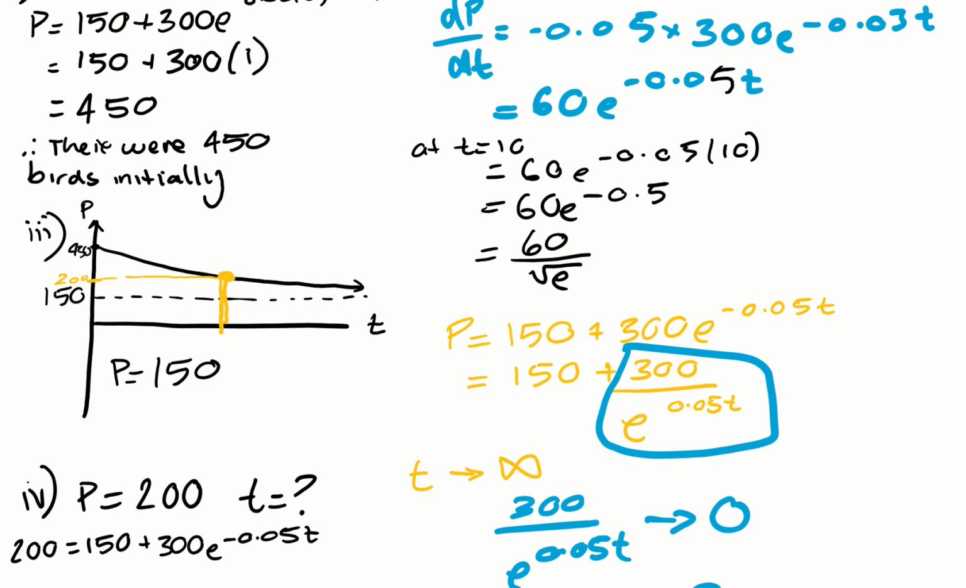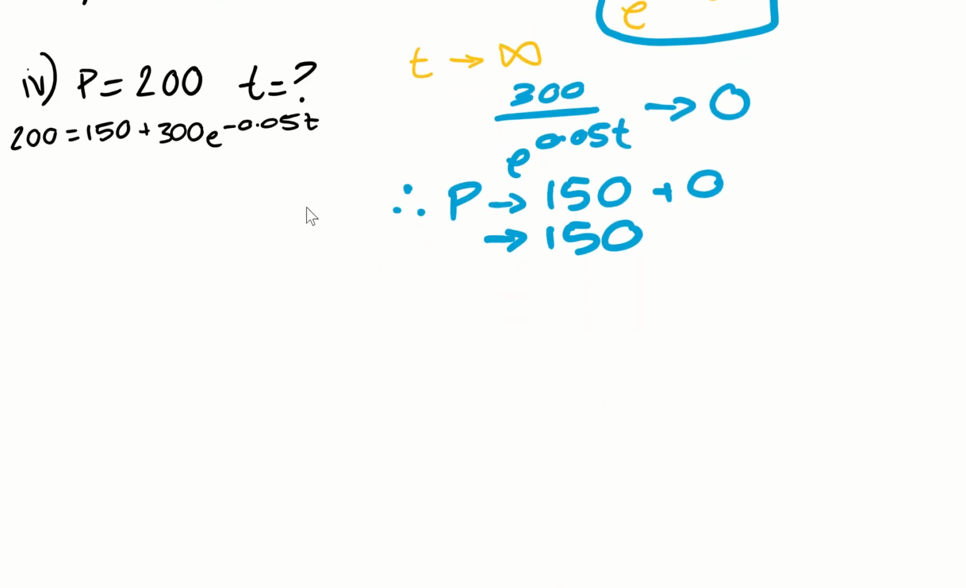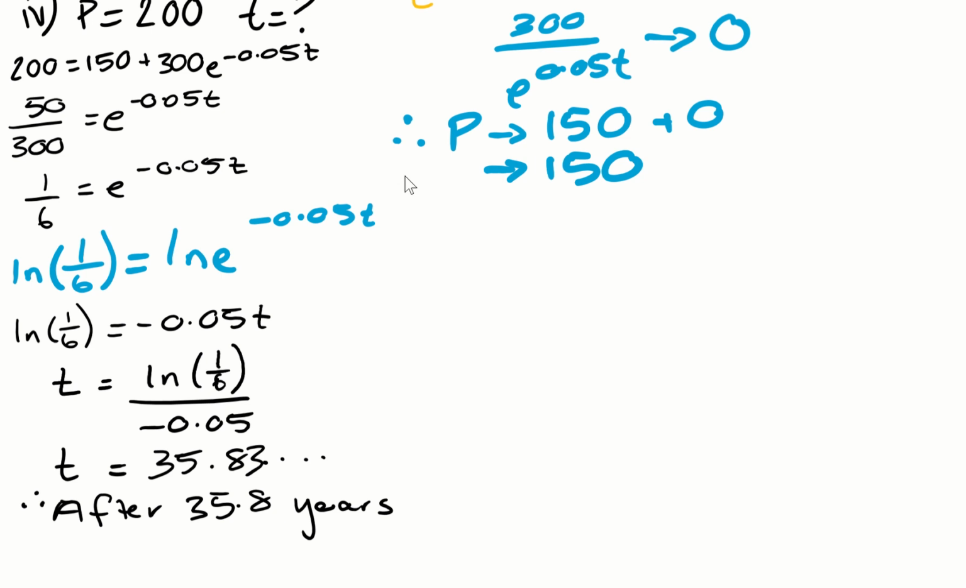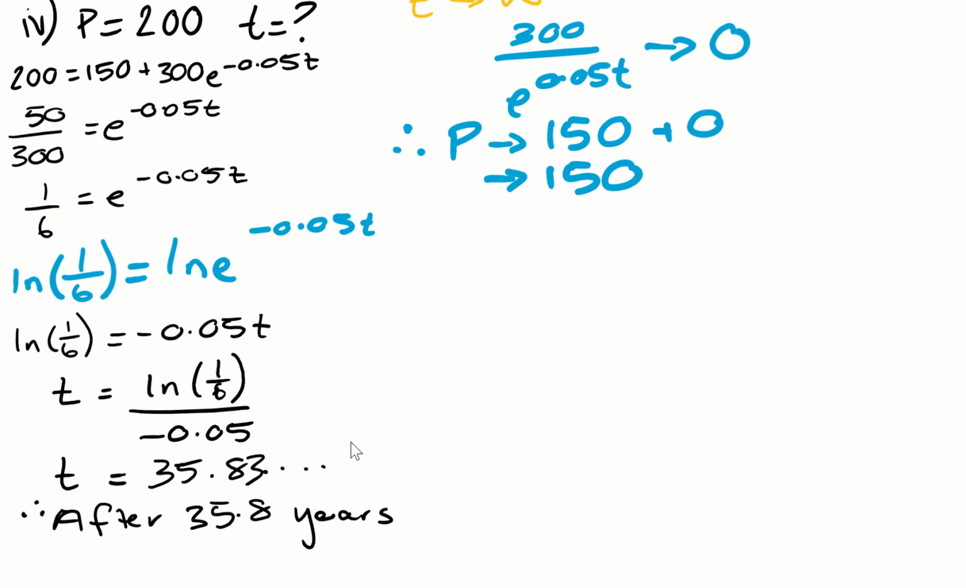So it's just a matter of solving this equation here, piece by piece, bring everything over. Once again, I'm going to have to undo an exponential, so logs are going to be involved. So solving that and simplifying it down, you get a t value of 35.83, so therefore after 35.8 years will be your answer.